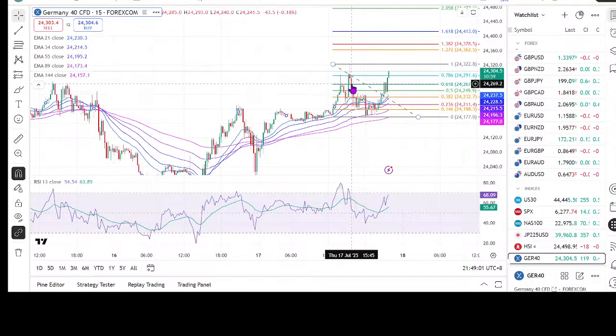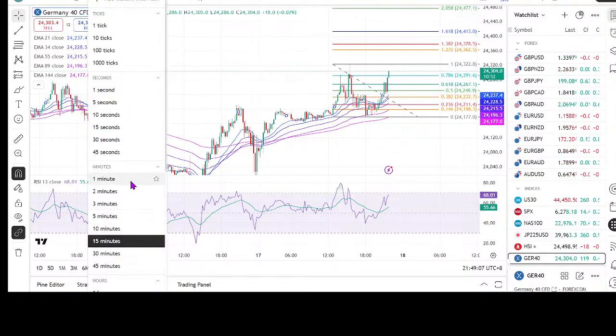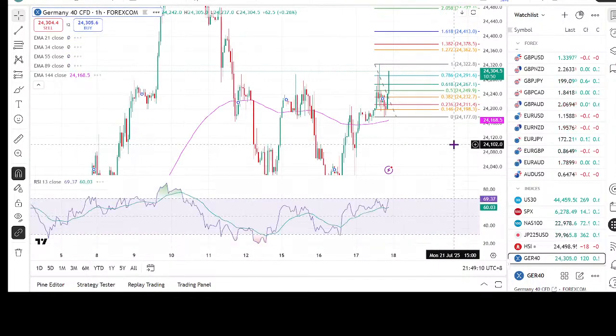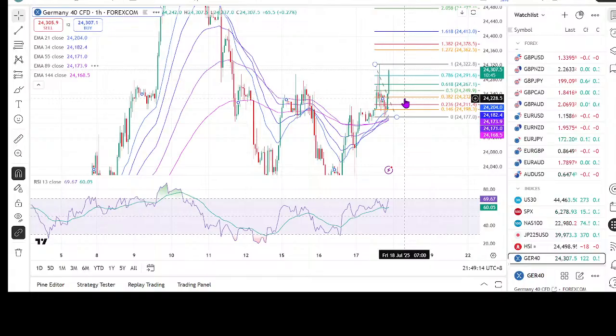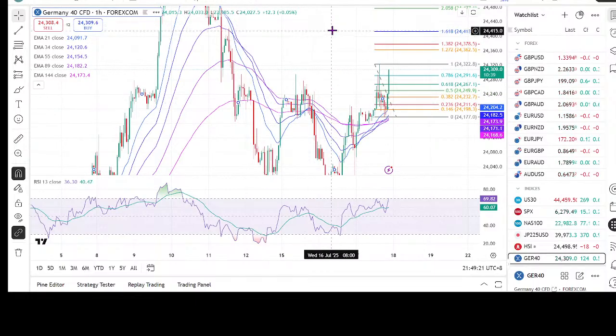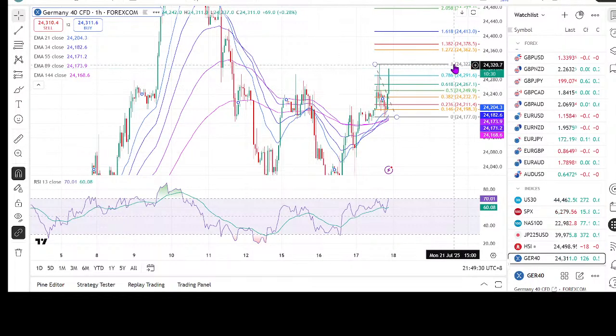Then let's say we look into the hourly chart. We can go for another sell at 320. Okay, 320 or 370.